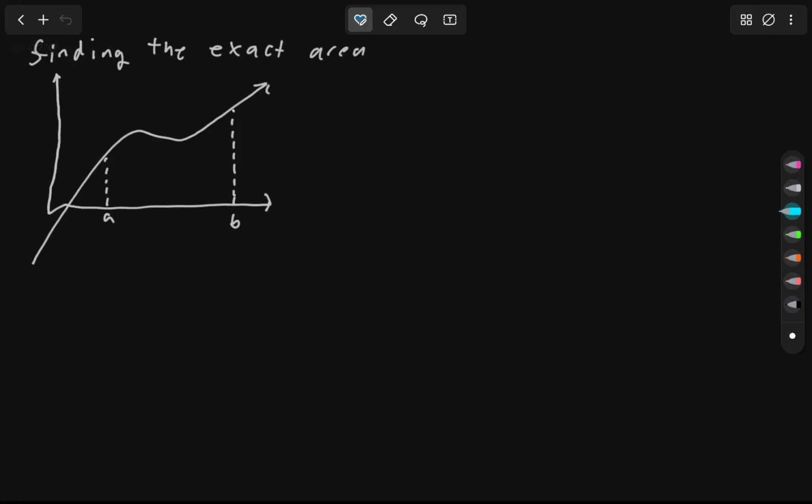Going forward, I want us to work on finding the exact area from A to B. So what really is this really cool idea, and what connects the derivative to the area, is the fact we're going to find both by limits. Recall that the definition of the derivative is the limit as x approaches a of f of x minus f of a all over x minus a.